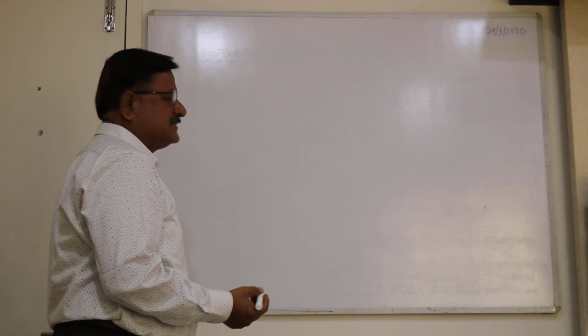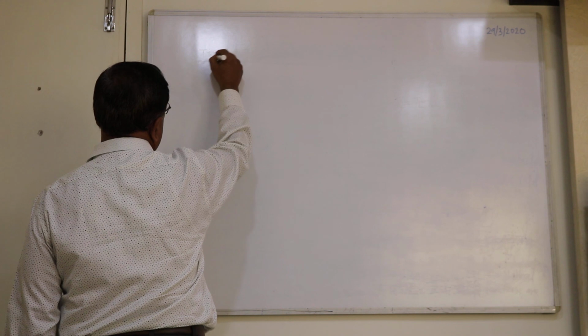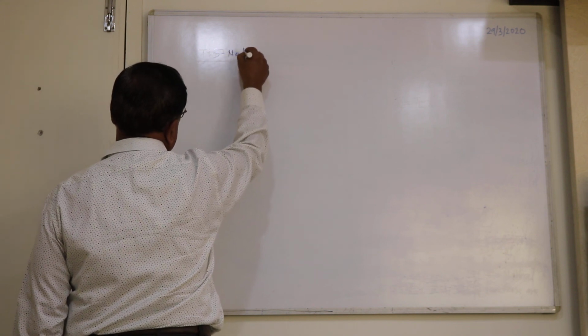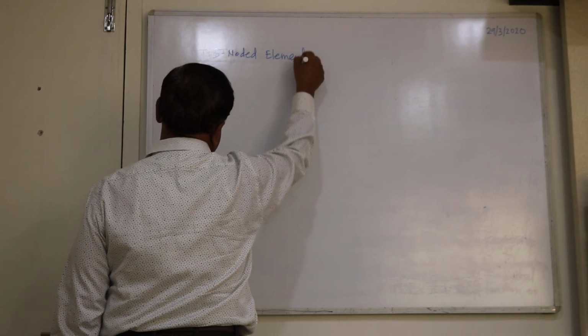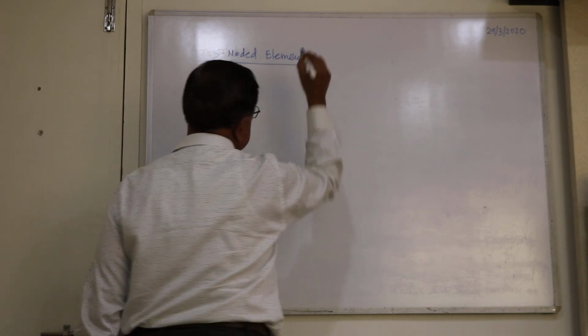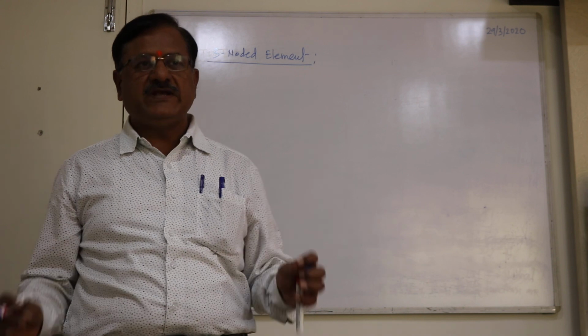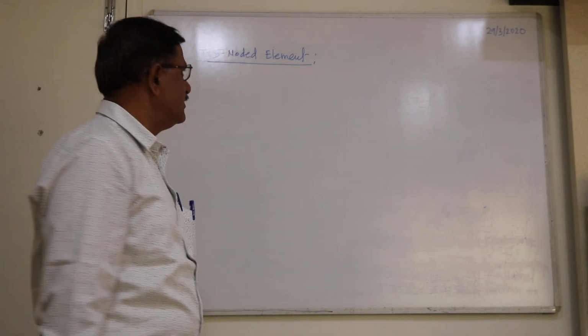Now next, let's consider the 3-noded element. In the 3-noded element, again let's consider only U as the axial deformation or degree of freedom.